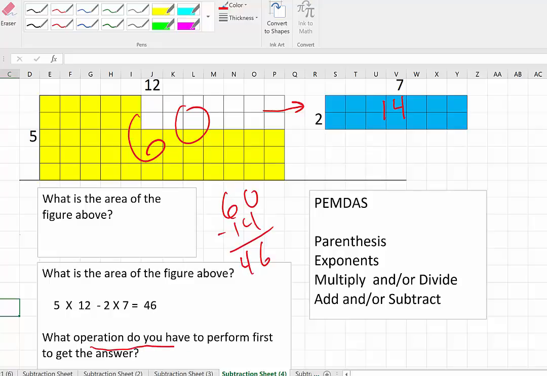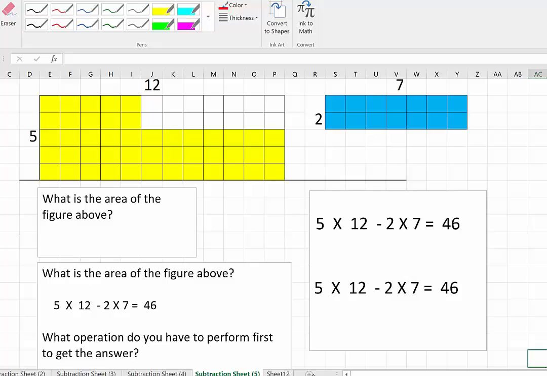So what operation do you have to perform first to get the answer when there's a subtraction sign? Well, guess what? You have to multiply first, and then you're going to subtract. And then again, we could try some other options. Imagine going just left to right. We had 60. 5 times 12 is 60. We subtract 2. That gives us 58. But then we go 58 times 7.